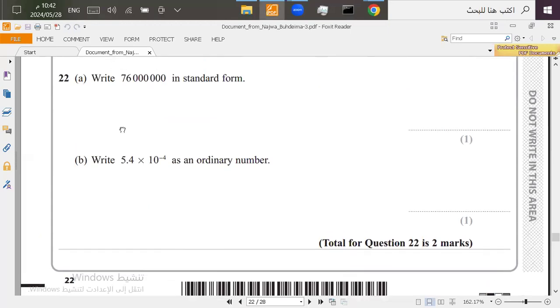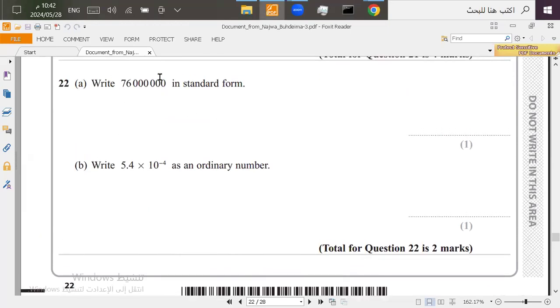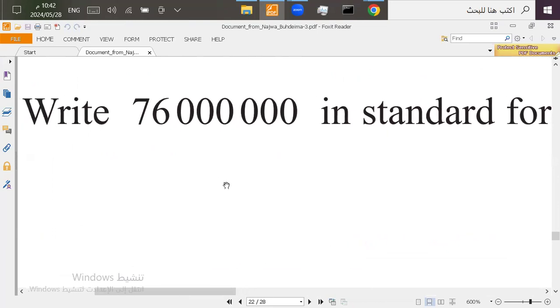Question 22. Write this number in standard form. Now, to write a number in standard form, it means you have to move the decimal point until you make the number between 1 and 10. If there's no decimal point, it means the decimal point is here. Now you move it 1, 2, 3, 4, 5, 6, 7. So you move it 7 times to make the number 7.6. As I said, the idea is making the number between 1 and 10.